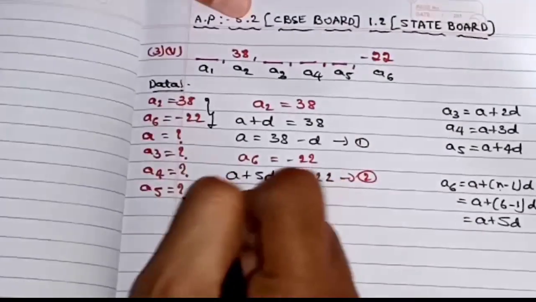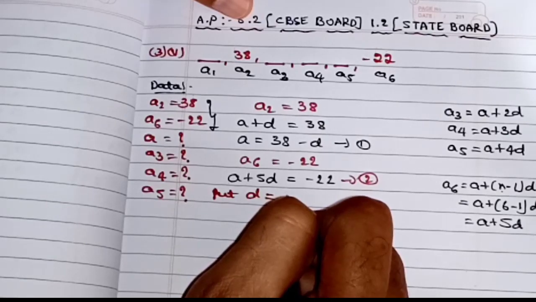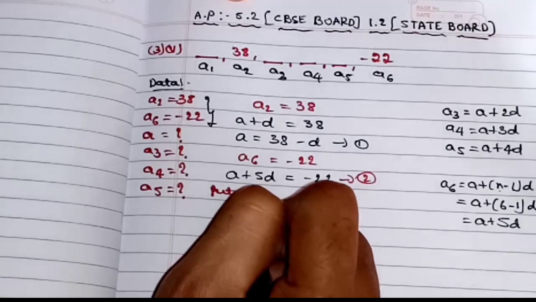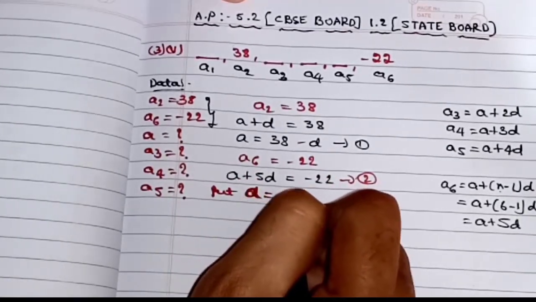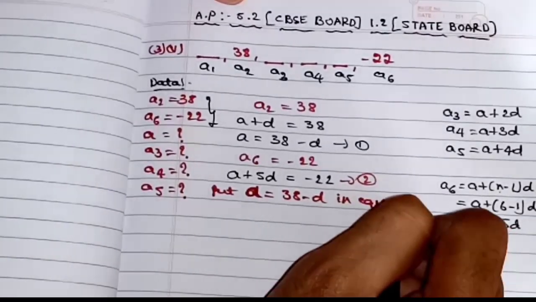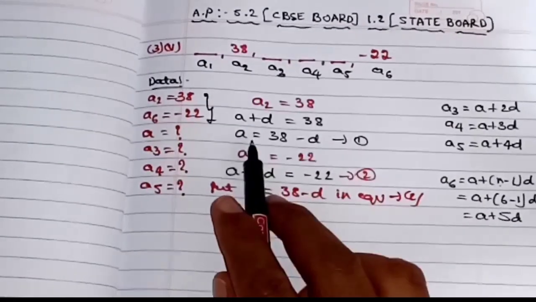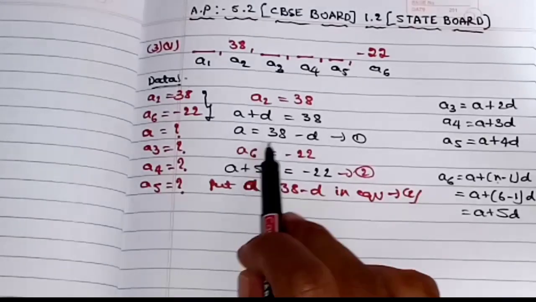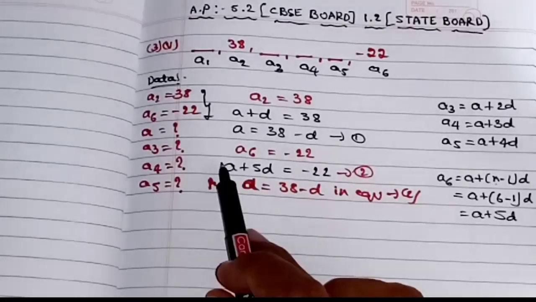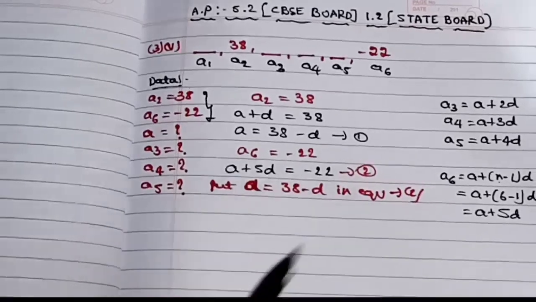Now just put a equals to, this is a equals to 38 minus d, in equation 2. Just apply the a value. Here you have an a value, right? A is equals to how much? 38 minus d. That, just apply in the place of a in the second equation. So put a is equals to 38 minus d in equation number 2.